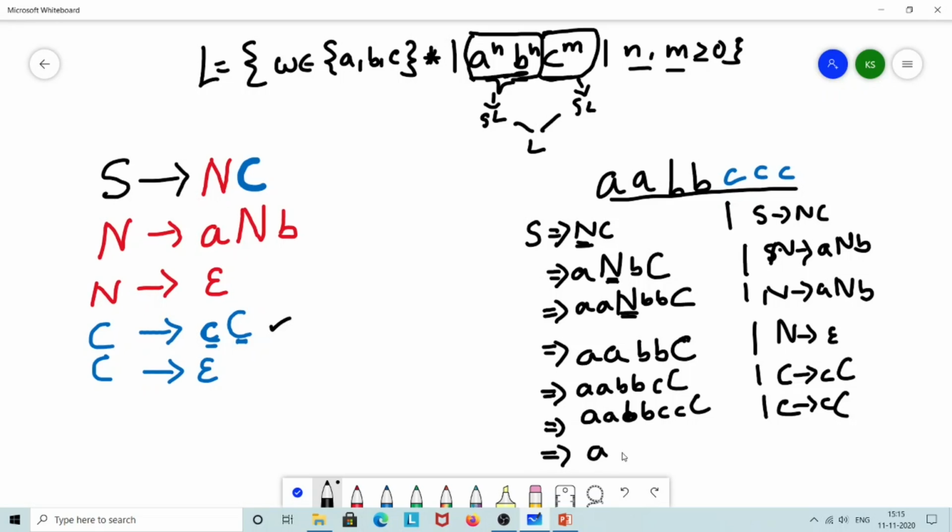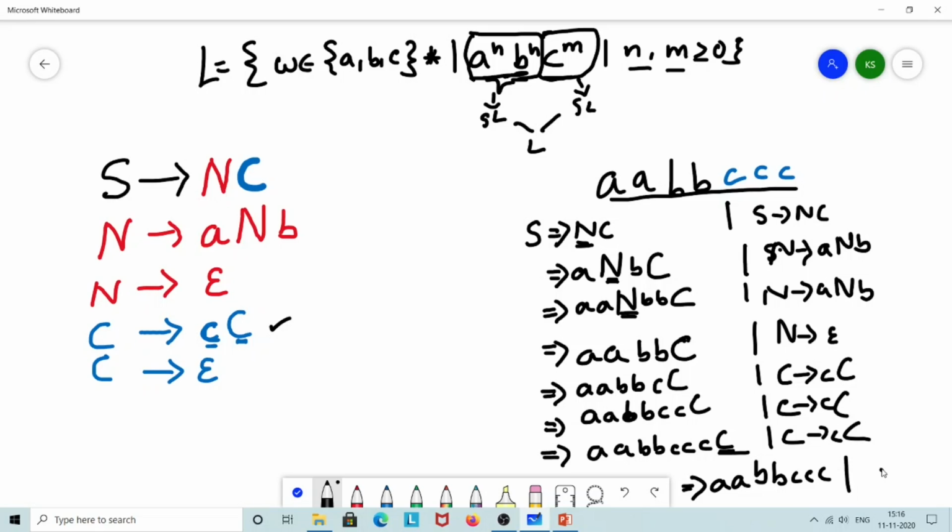Finally, A A, B B, 2 C's. So one more c I require. Again, I'll replace it with C giving small c, capital C. Now I have the three C's that I wanted in my string. Now finally, this non-terminal has to be removed, so I can apply the last rule. Then I get A A, B B, 3 C's. I'll write it as it is, and finally the non-terminal is replaced with epsilon.